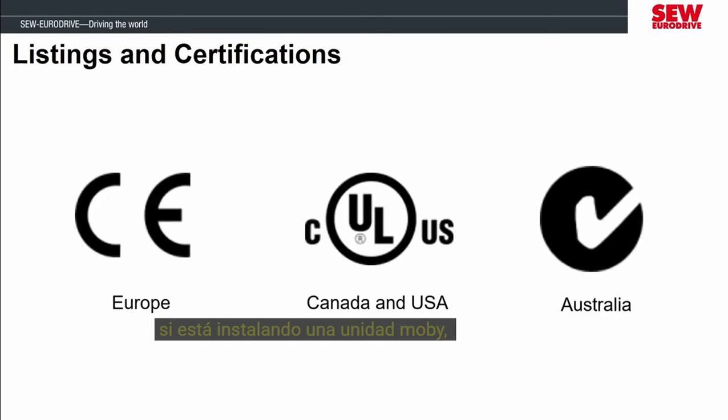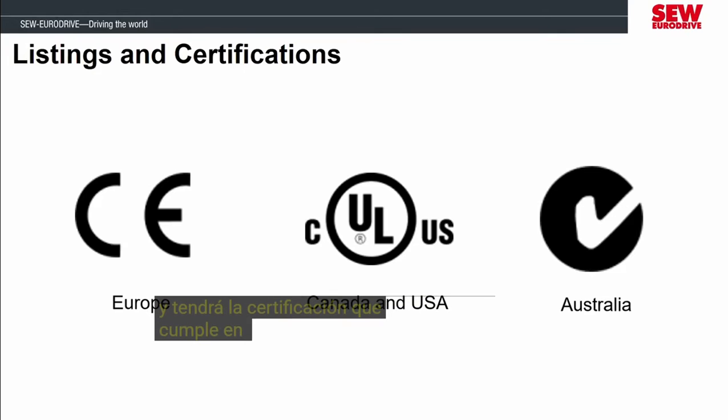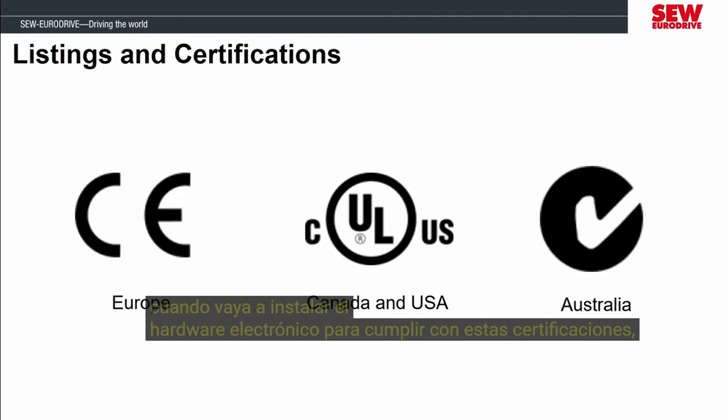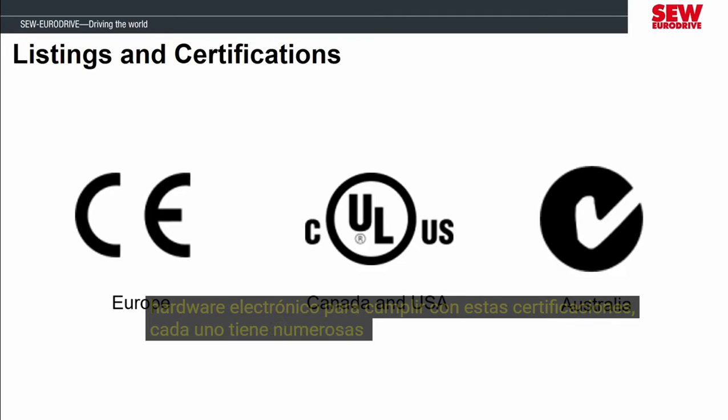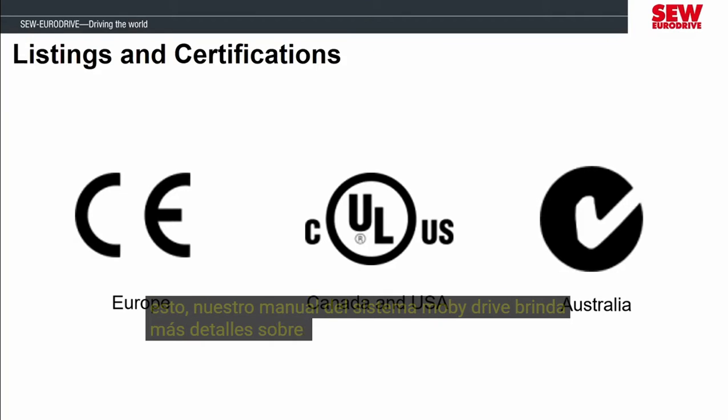If you're installing a MOVIDRIVE, it is listed in the major certifications and will have the certification it meets listed on its side label. When you go to install the electronic hardware to meet these certifications, each one has numerous rules which will vary all over the world. So if you need more information about this, our MOVIDRIVE system manual goes into more detail about how it should be properly installed to conform to these certifications.